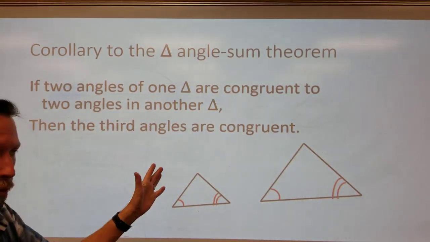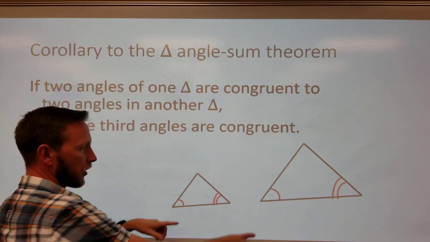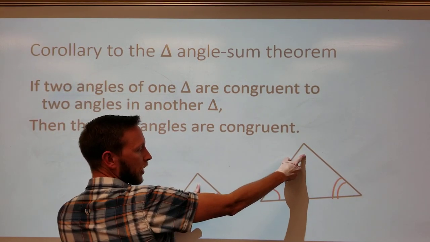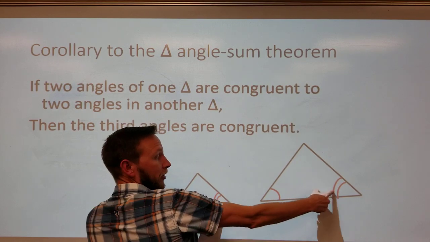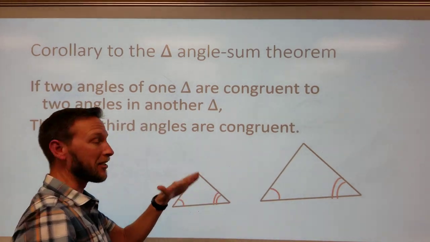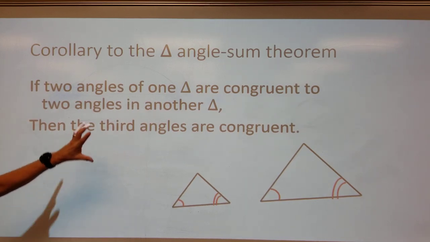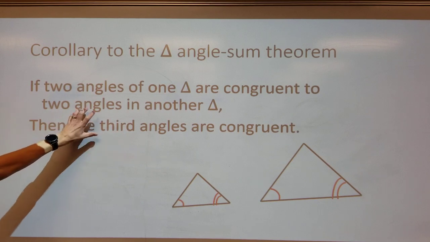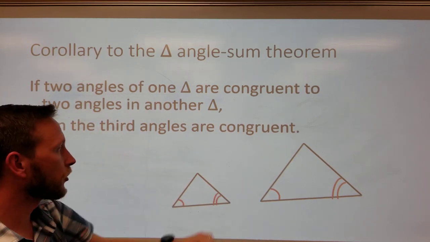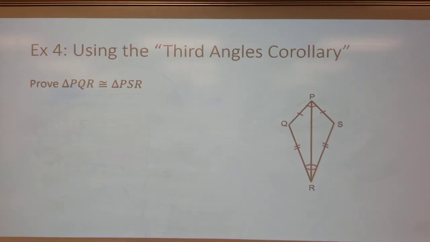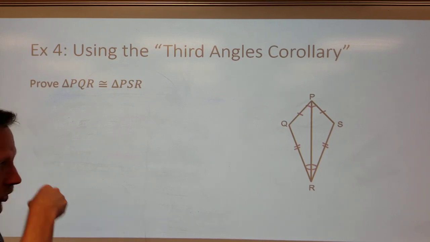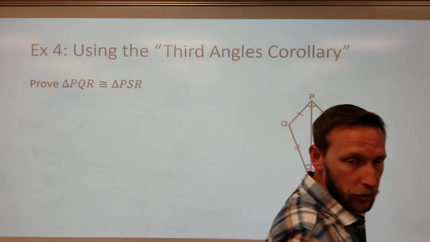We can work through a proof of that if you would like to, but if we do x plus y plus z equals 180, and this is x, and this is y and y, then this has to be z and z. There's not really a very exciting algebraic proof to do there, but I can do that for you if you'd like. Just come see me during seminar. So if two angles in one triangle are congruent to two angles in another, then the third pair of angles will be a congruent pair. We will use that to prove that these two triangles are congruent to one another.